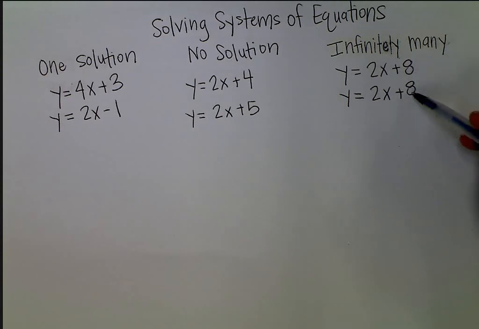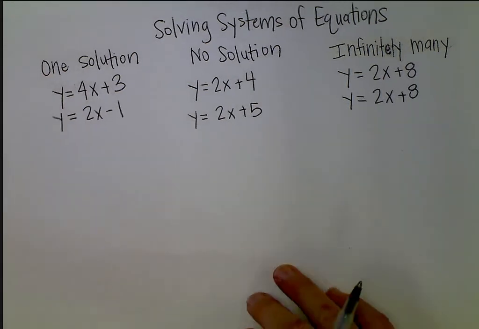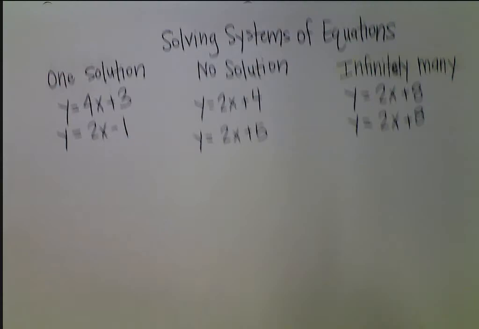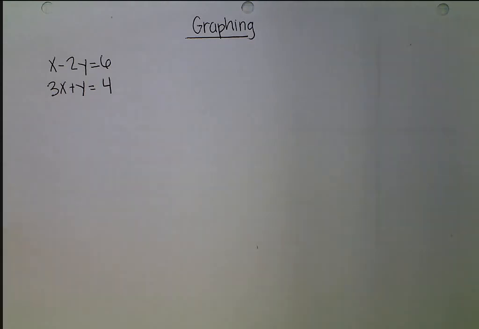Once you determine what kind of solution you will have, then you can decide whether or not you need to continue by solving your system of equations. The first method we can look at is graphing. x minus 2y equals 6, and 3x plus y equals 4.